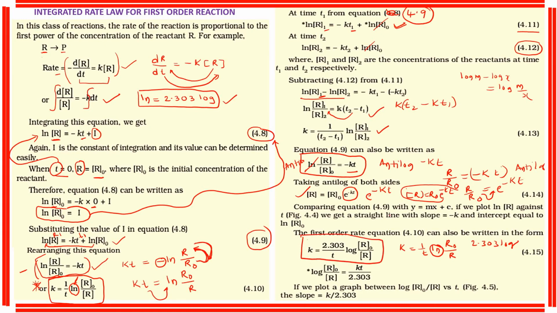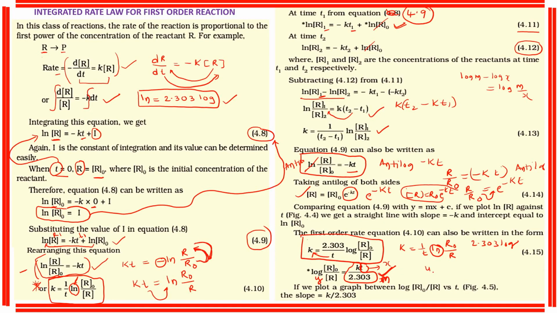Now after this, what happened? If you want log r0 by r, the value will be what? You have to cross multiply here: k into t by 2.303. This is also useful for us. Now what we'll do here? We plot a graph between log r0 by r versus time. Okay, now I've taken this one. In this, you take y-axis, and sorry, slope you can take here, and t you take as x-axis. This one you take as x-axis.